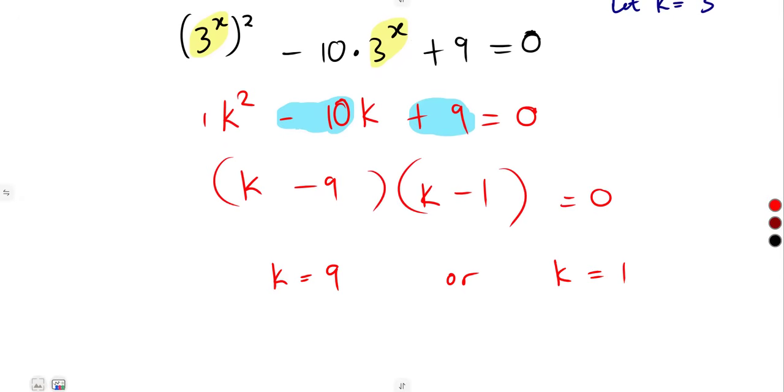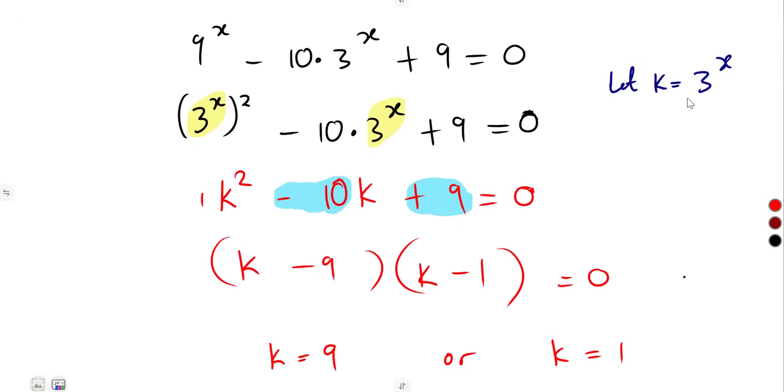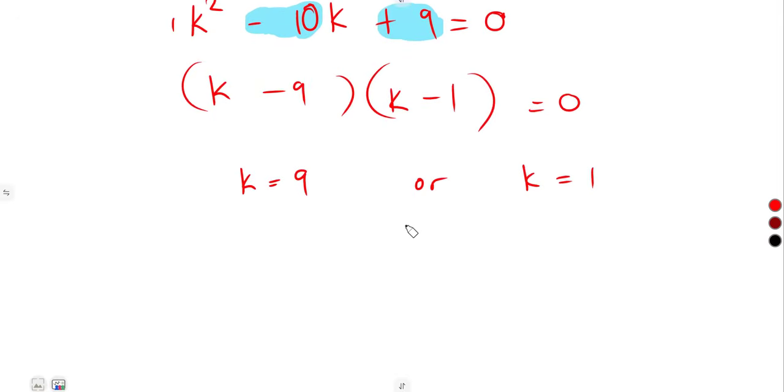This was for k, but for x, we have to consider this part. Remember, k is what? 3 to the exponent of x. So if k is 3 to the exponent of x, it means k, our 9, is equal to 3 to the exponent of x, or our k, which is 1, is equal to 3 to the exponent of x. So as we have got here, x being our exponent, we can try to write these ones as same bases.